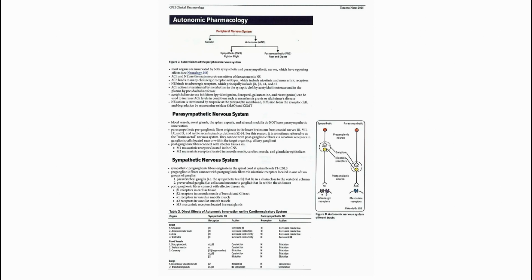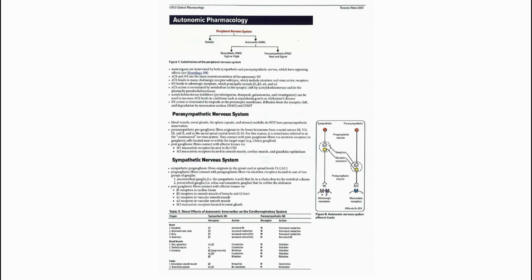Parasympathetic stimulation through muscarinic receptors produces the opposite effects. Decreased heart rate, decreased AV nodal conduction, and reduced atrial contractility. Overall, sympathetic activity increases cardiac output, whereas parasympathetic activity slows the heart. Blood vessel.